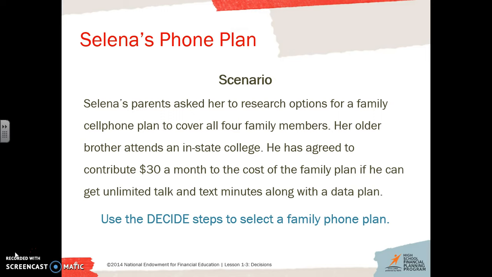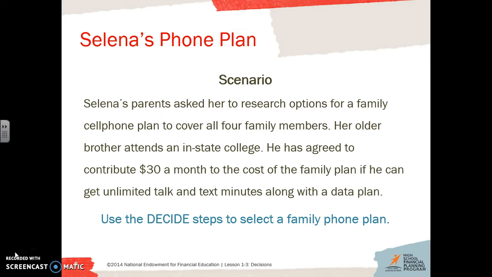All right, so we're going to use our decide procedure to figure out if we can get a cell phone plan for Selena's family. We're going to go through the whole decision-making process and see what family phone plan we can come up with. So make sure that you are open in your student guide to page 20.